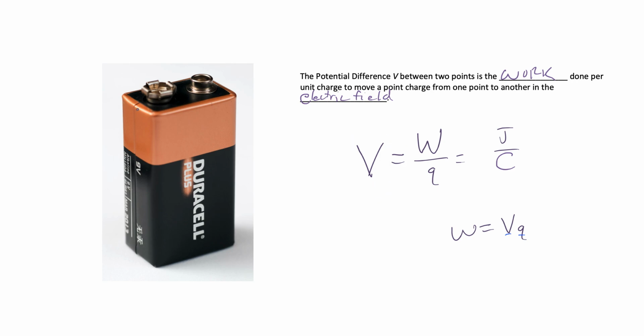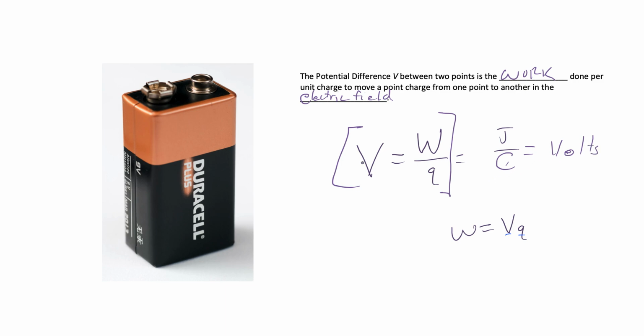So the equation that you'll see in your data booklet: V is equal to the work done per unit charge, so for a whole coulomb. And we know that work is a type of energy, so we've got joules per coulomb. And the common name for that is volts.